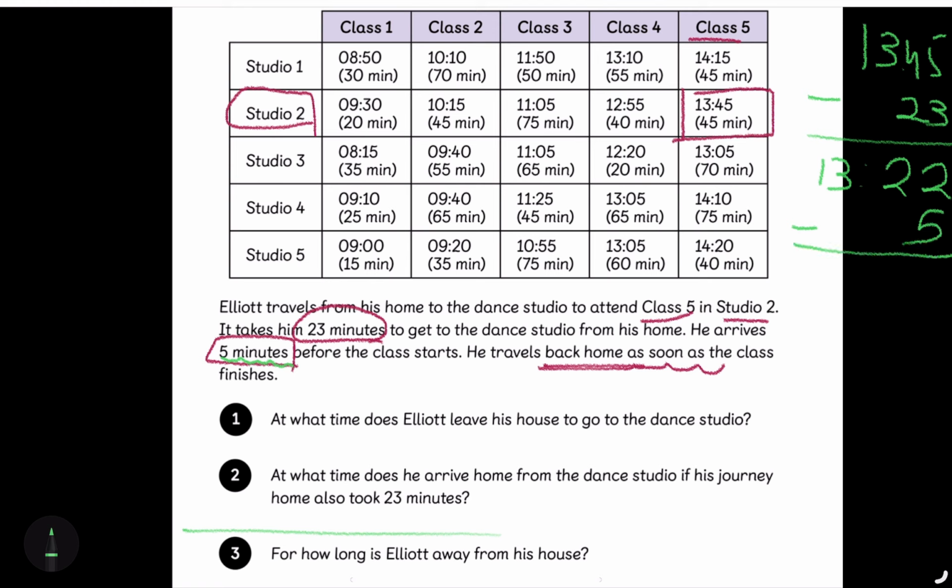So we know 2 cannot minus 5. Therefore, I will borrow 1 from 2. Therefore, 12 minus 5 is 7, 1 comes the way it is, and this goes as 13. Therefore, I will say that Elliot leaves his house at 13:17 or 1:17 p.m., right? Because it is 13 as per digital watch. That's why we'll call it 13:17, right?